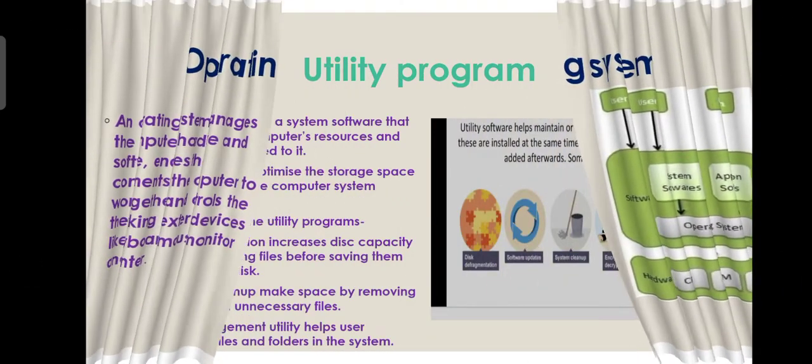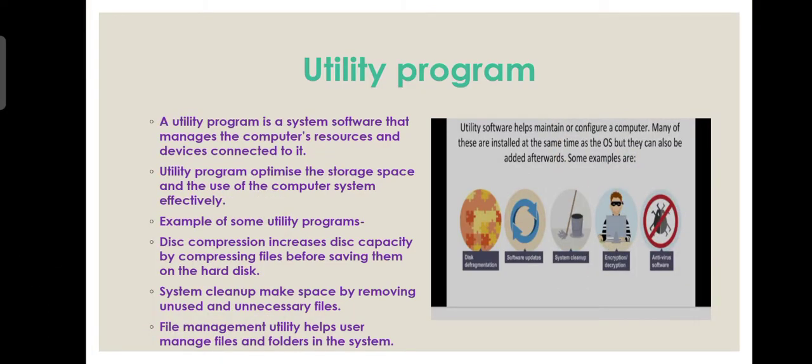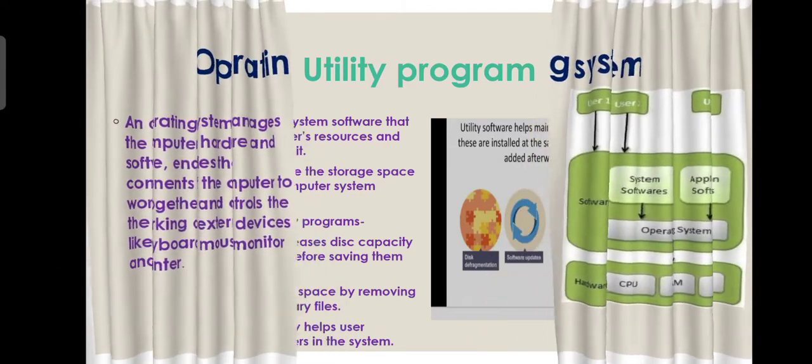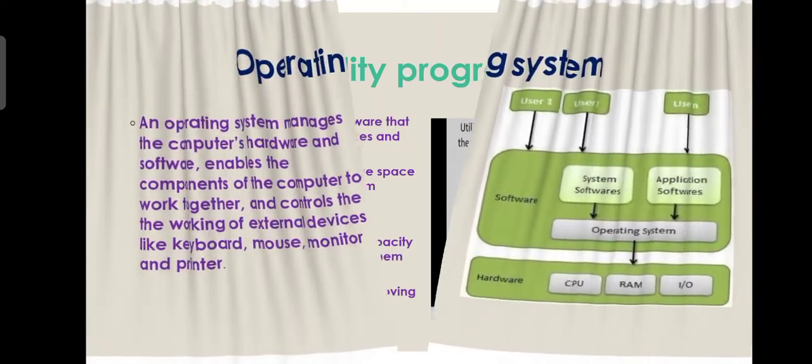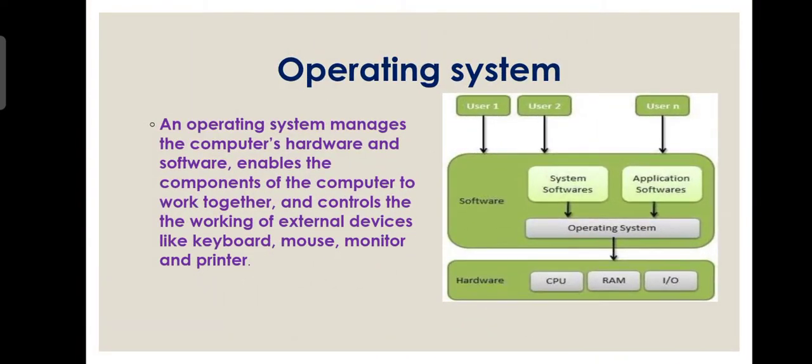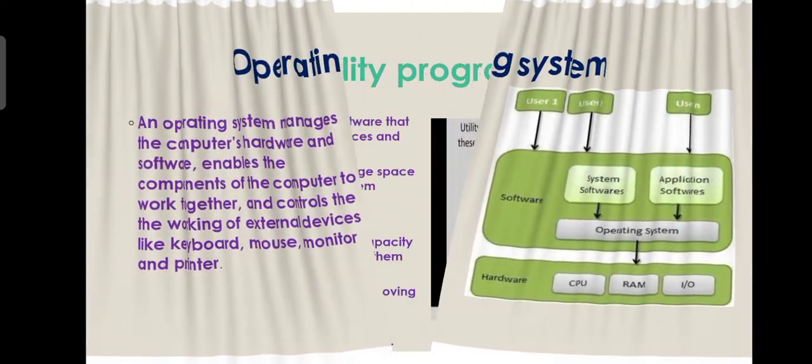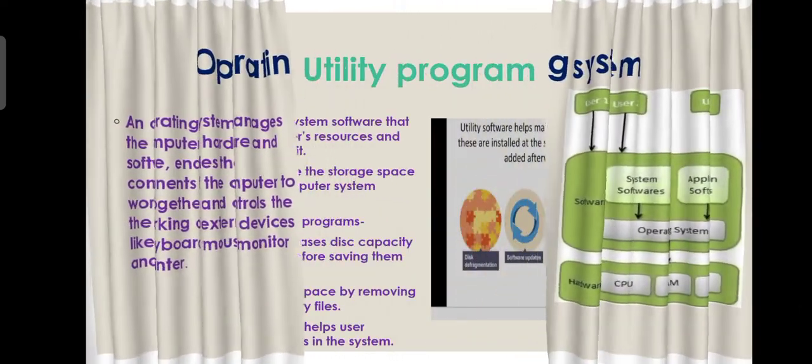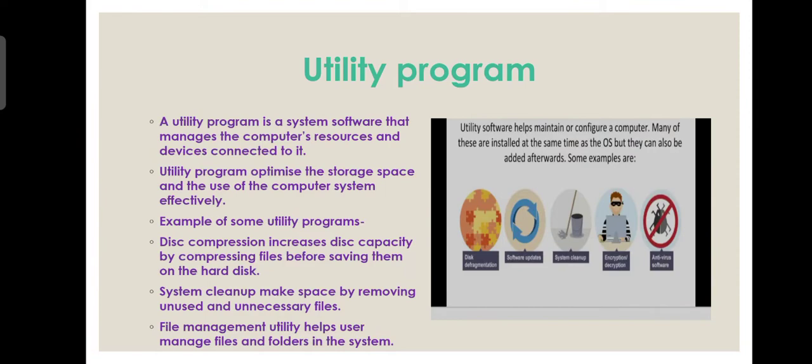First, let me tell you about this chart that I just pasted here about software: system software and application software. The second type of system software is the operating system. Now the hardware, CPU, RAM means random access memory. Let's move to the utility program of system software.